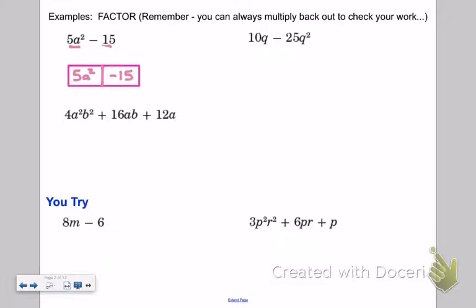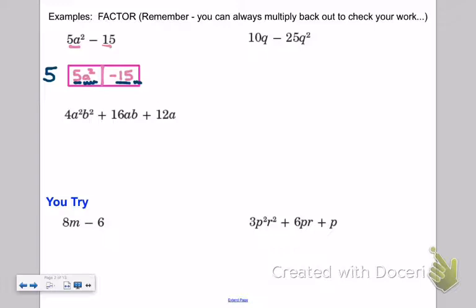So what we're going to do is see what the GCF is. First we have a 5 and a negative 15. What is the greatest common factor of 5 and 15? 5. Now when we look at the variables, we have an a squared and then we don't have an a, so we cannot take out anything more.